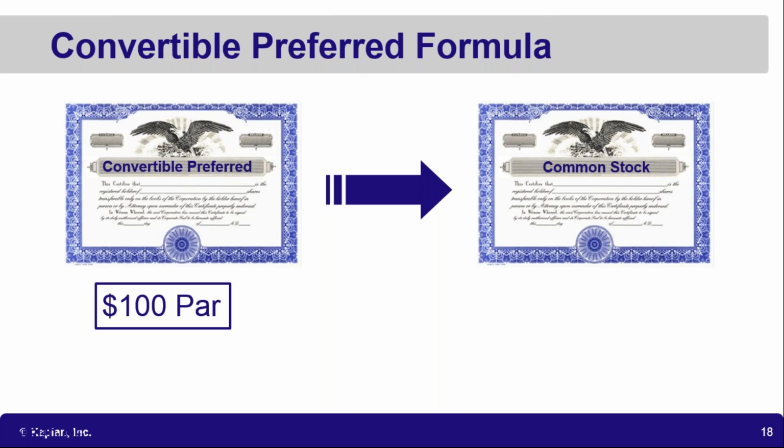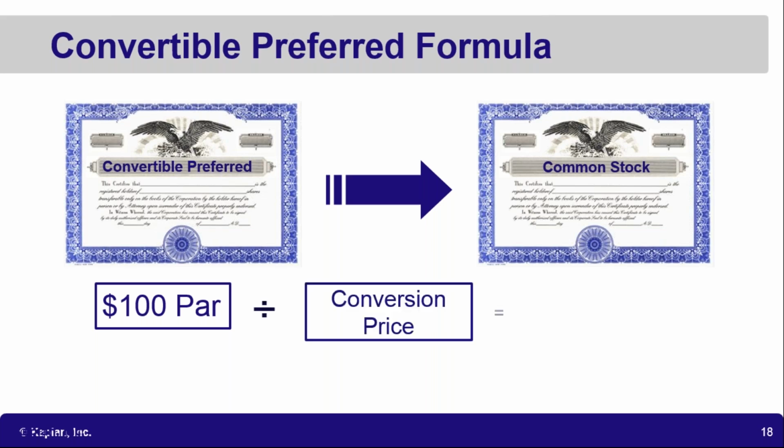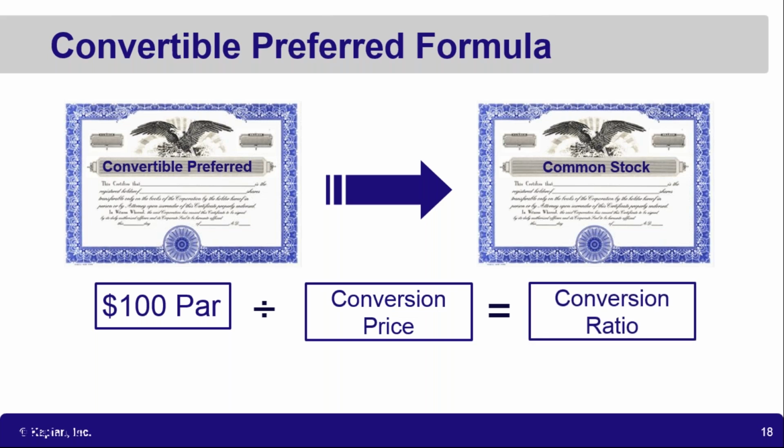So convertible preferred is going to have a $100 par value. Almost all the questions on securities tests use preferred as $100 par. What we need to do is calculate the conversion ratio. The conversion ratio is the number of shares of common stock you'll be able to convert into for every one preferred stock that you have.